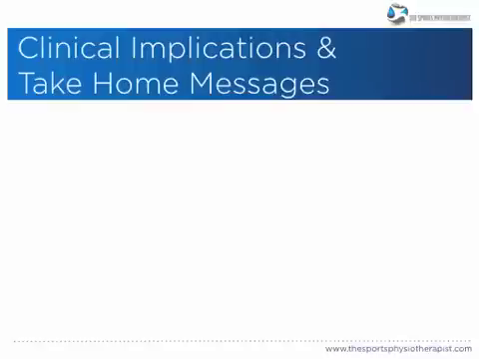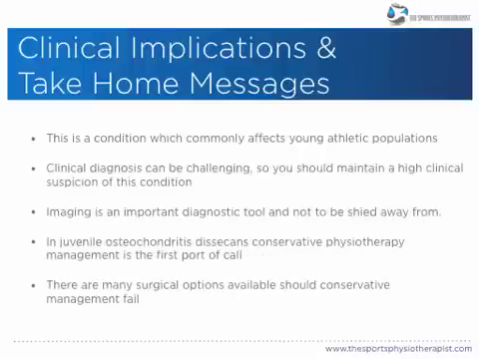Now, the clinical implications and the take-home messages. This is a condition which commonly affects young athletic populations. Clinical diagnosis can be challenging, so you should maintain a high clinical suspicion of this condition. Imaging is an important diagnostic tool and not to be shied away from. In juvenile osteochondritis dissecans, conservative physiotherapy management is the first port of call. There are many surgical options available should conservative management fail.